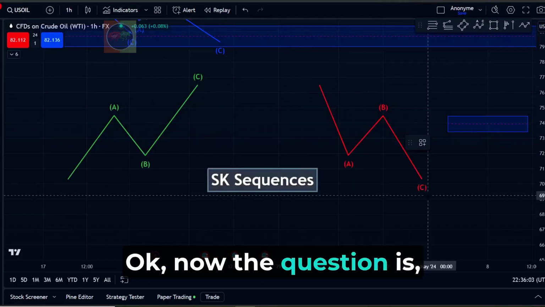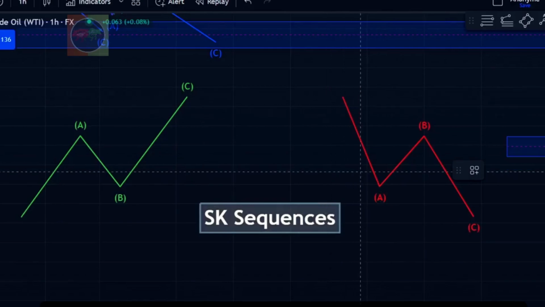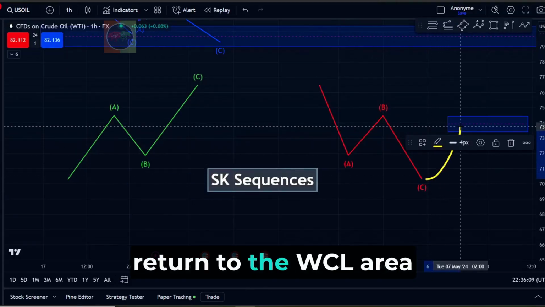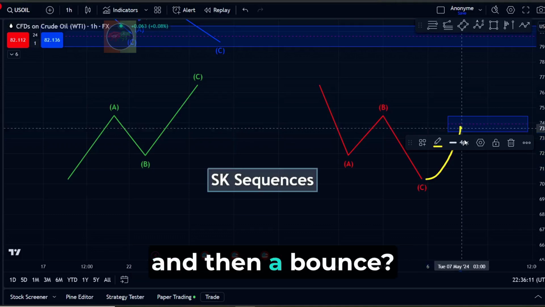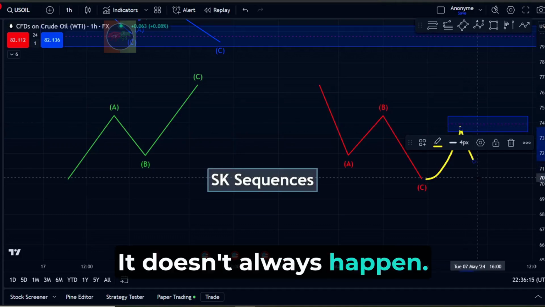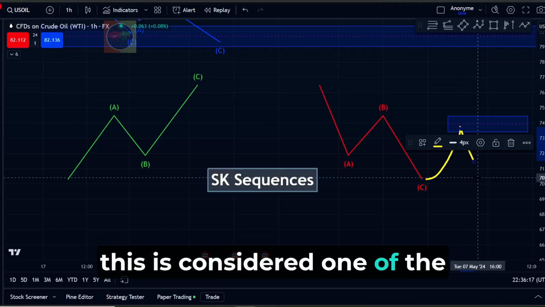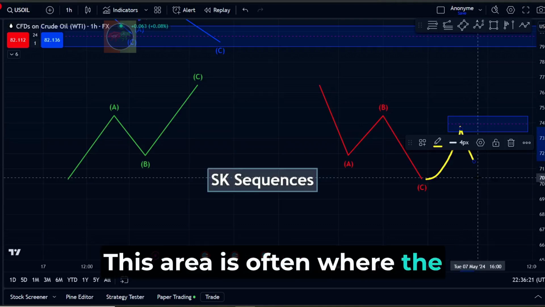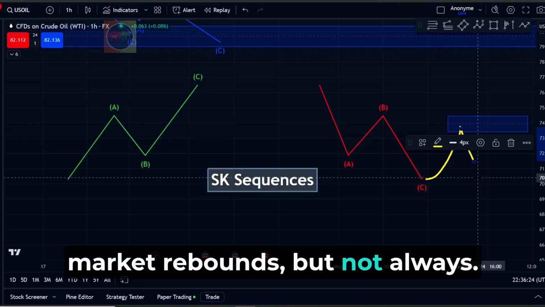Okay, now the question is, do my sequences always result in a drop and then a return to the WCL area and then a bounce? Does this always happen? It doesn't always happen. However, this is considered one of the things that form the strategy. This area is often where the market rebounds, but not always.